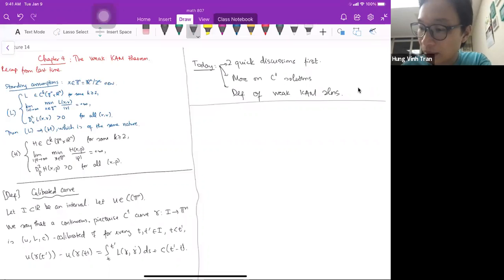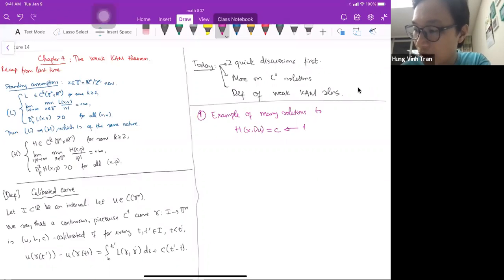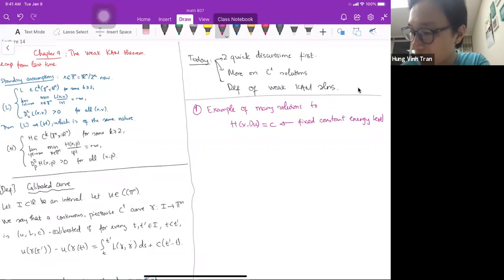So let me start a quick discussion about that first. The first question that I received was, for example, of many solutions to the equation H(x, Du) = c. This is the fixed constant energy level, right? Constant energy level. And the problem is being considered in the torus. Okay, so I'm just going to write this one.